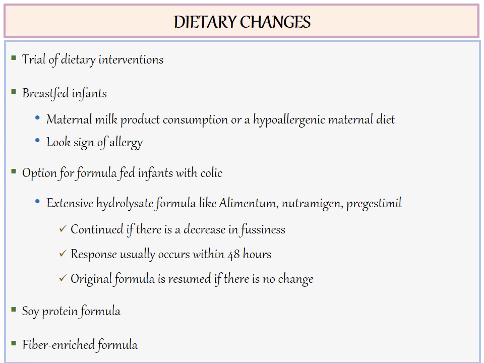Dietary changes. Trial of dietary interventions for breastfed infants: eliminating maternal milk product consumption, or a hypoallergenic maternal diet. Look for signs of allergy. Option 4, formula-fed infants with colic: extensively hydrolysate formula like Alimentum, Nutramigen, Pregestimil. If there is a decrease in fussiness, response usually occurs within 48 hours. The original formula is resumed. If there is no change, try soy protein formula or fiber-enriched formula.